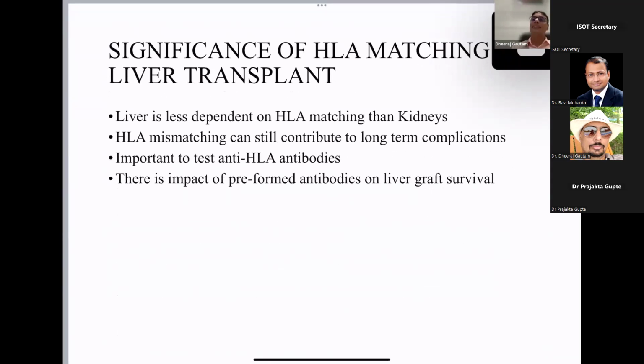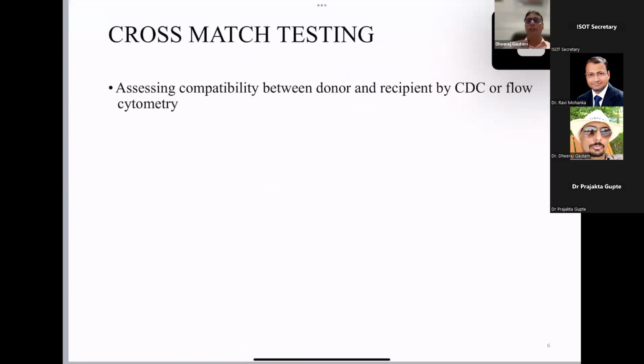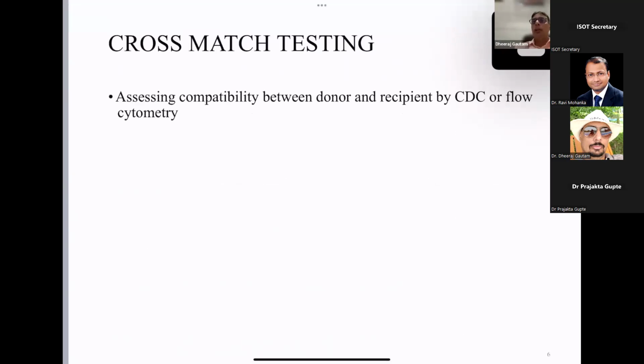HLA mismatch can still contribute to long-term complications. That's why it is important to test anti-HLA antibodies, and there is an impact of preformed antibodies on liver graft survival. So we do cross match testing, and the method has evolved. Initially we did it by CDC, then by flow cytometry, and now we are doing it with Luminex, which is a bead-based test.